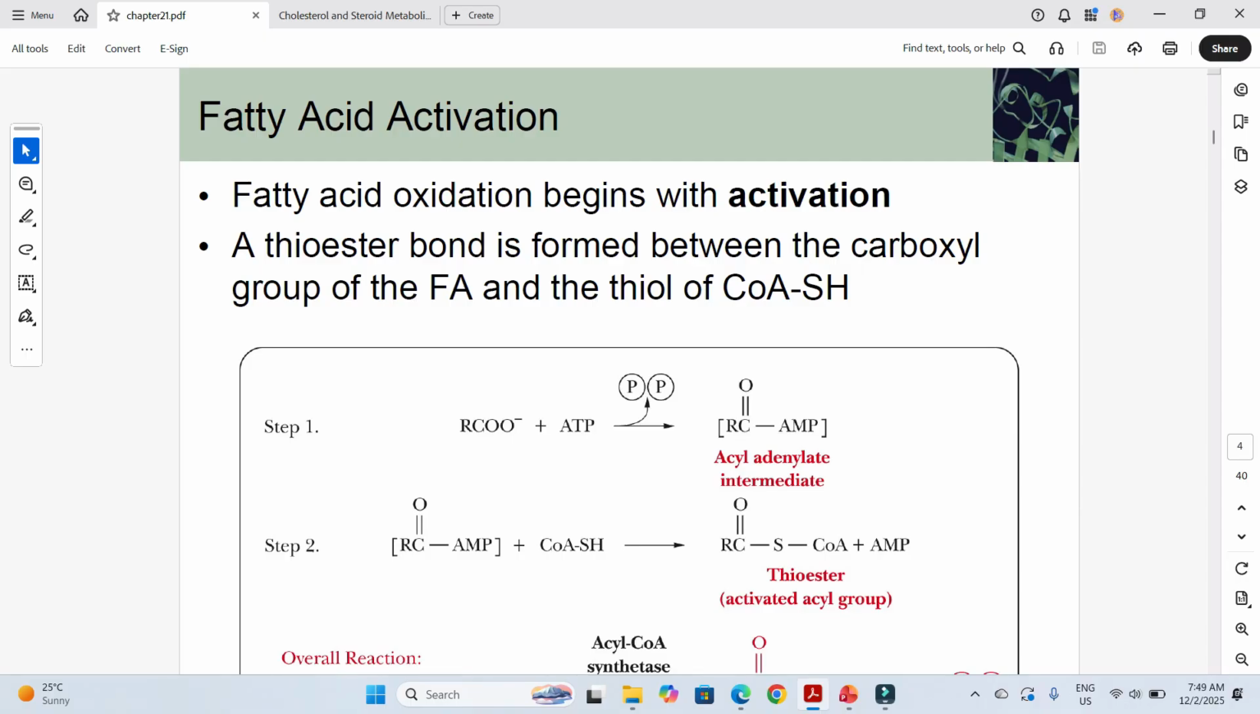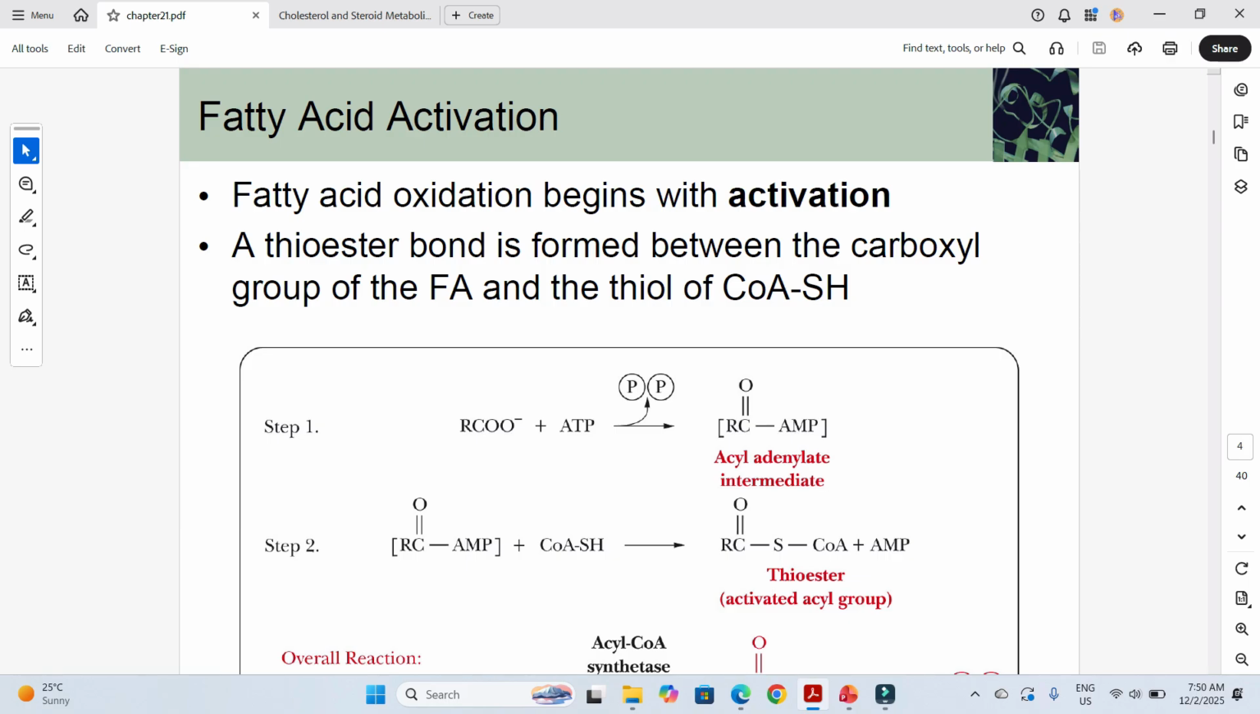So the fatty acid is activated into fatty acyl-CoA, right? So you can think of acetyl-CoA as the molecule that is produced from the thioesterification reaction between acetic acid and coenzyme A. So when you speak of fatty acyl-CoA, it's the molecule that is produced from the thioesterification reaction between a fatty acid and coenzyme A. So fatty acyl-CoA is the activated form of the fatty acid.